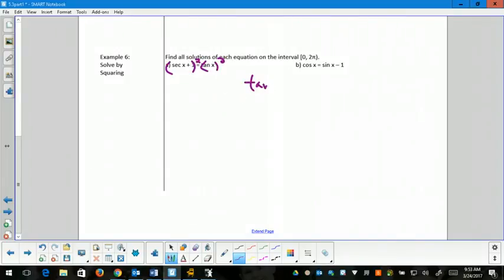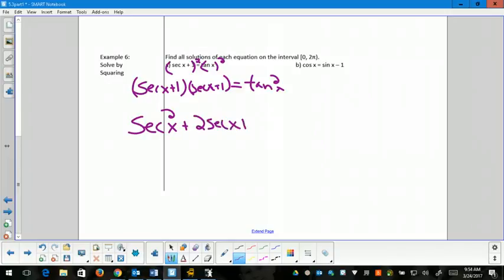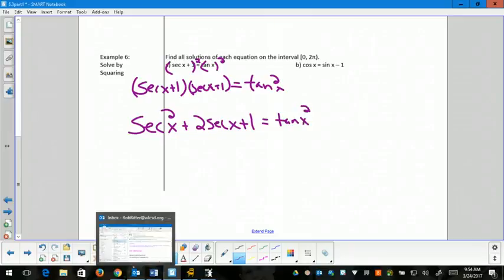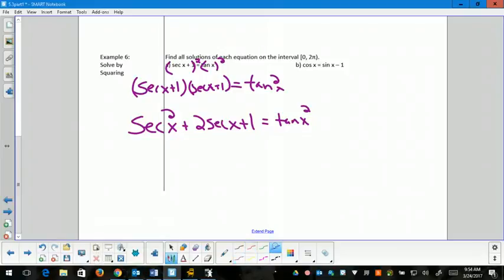So this is tangent squared, good suggestion. And this is secant of x plus 1 times secant of x plus 1, which is then secant squared plus 2 secant x plus 1. Well, which trig function should I move these to? Should move everything to secant because I've got a regular secant, not just a secant squared. So I'm going to make this 1 minus secant squared. And secant squared minus 1, right? Secant squared minus 1.